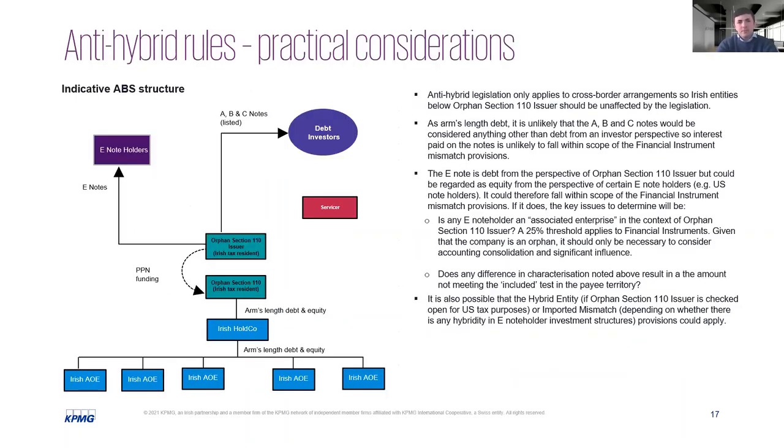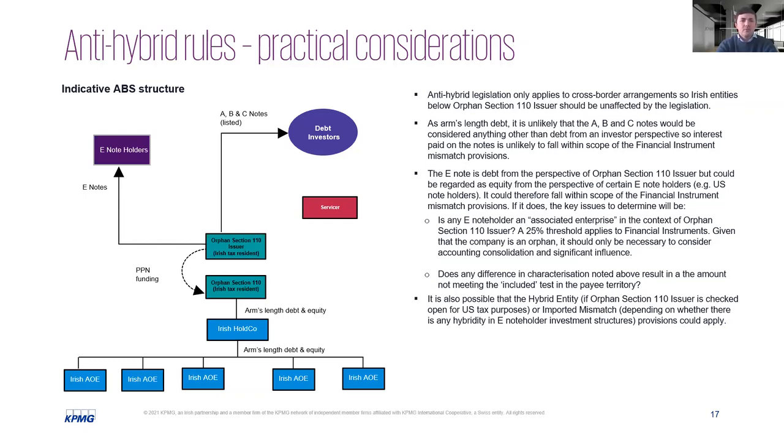Okay, so if we move on to our last category of examples. In these examples, we tried to bring together two common structures that we'd see regularly, and to think about some of the practical considerations. What we're really going to focus on here is when you might actually have an associated enterprise.